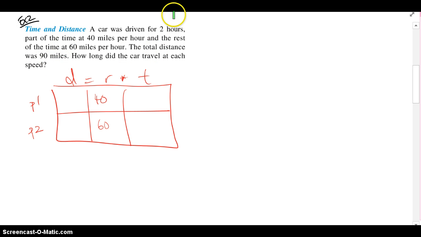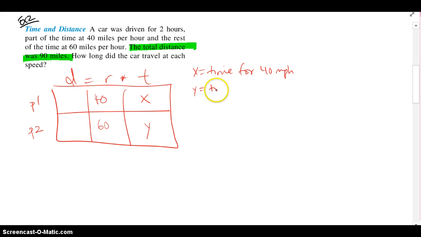That's something to pay attention to. I'm going to use that later. How long did the car travel at each speed? Well, how long again asks us for the time, so I'm going to call it x at this speed, y at that speed. So x, we'll say time for 40 miles per hour, or part 1, and y is the time for 60 miles per hour, or part 2 in our case.